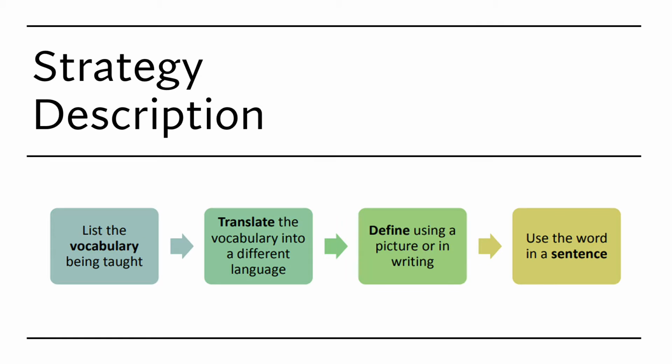For the strategy description, as you can see here, it says list the vocabulary being taught, then they will translate the vocabulary into a different language, and then they will define using a picture or in writing, and use the word in a sentence. So this strategy is a way for students to take what they learn from the text and be able to create a resource that they can link back to. And it's kind of a fun little strategy that you can use for them.